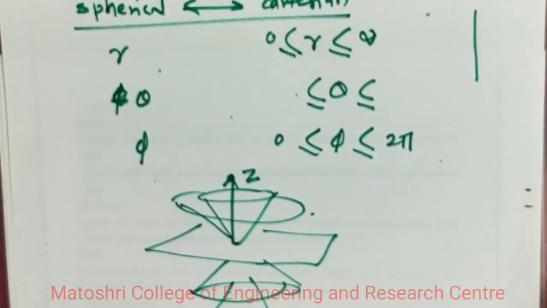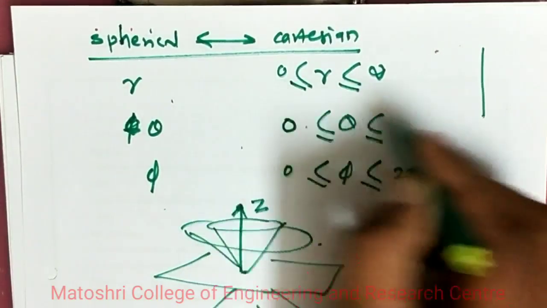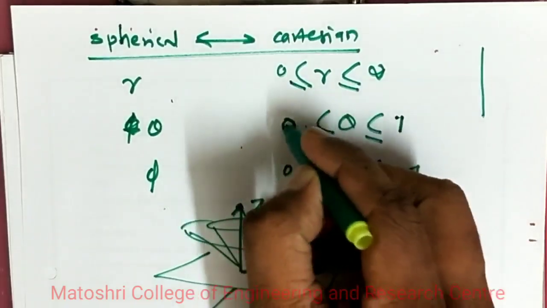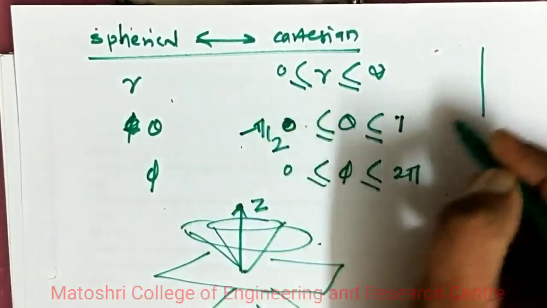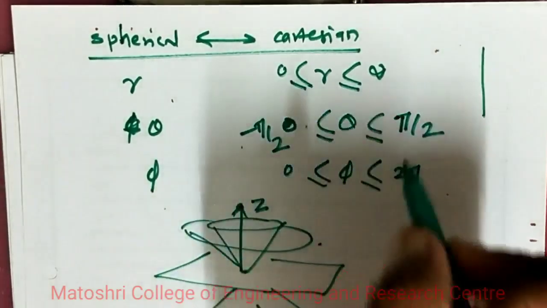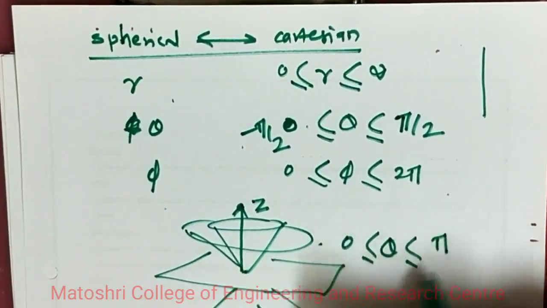At 90, theta equals constant is a plane surface. So what does it indicate? Theta is varying from 0 to 180, or we may say it is varying from minus pi by 2 to plus pi by 2, because on the lower side the angle is considered negative and it is positive on the upper side. To avoid the confusion, rather than negative, it is better to express it in terms of 0 to pi.